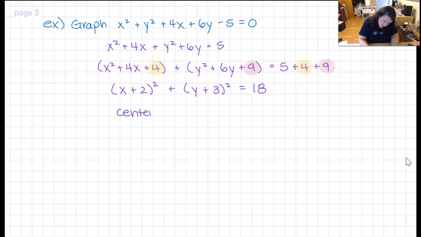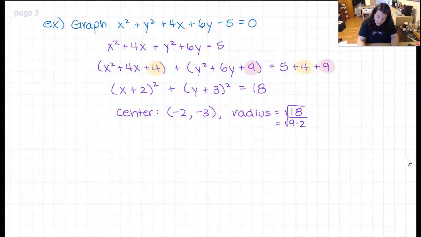The center is going to be -2, -3, and the radius is the square root of 18, which is the square root of 9 times 2, because 9 is a perfect square, so it's going to be 3 root 2. There we go. I have all my information now. So now we can go ahead and do it.